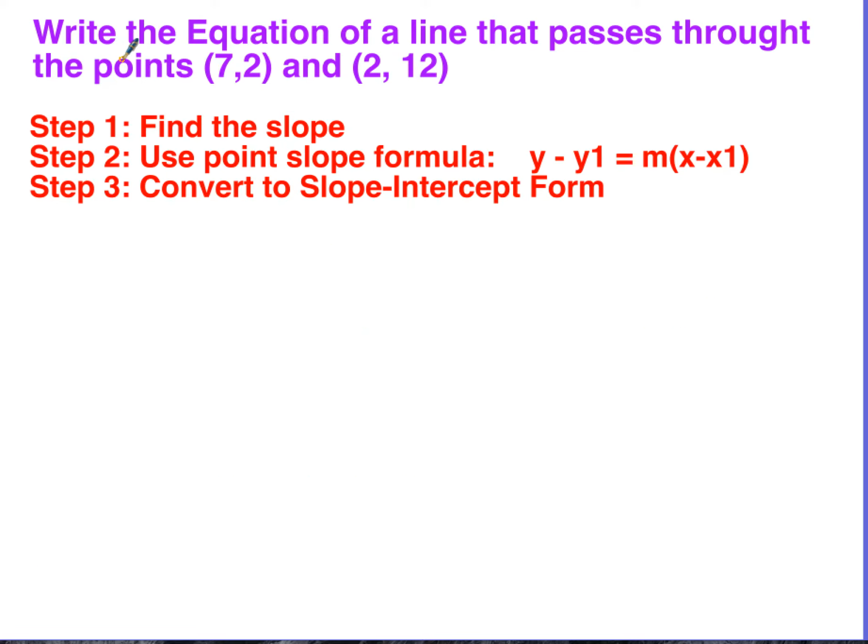So here's what I mean by that. Write the equation of a line that passes through the points 7, 2 and 2, 12. Okay, so I'm just given 2 points of a line.